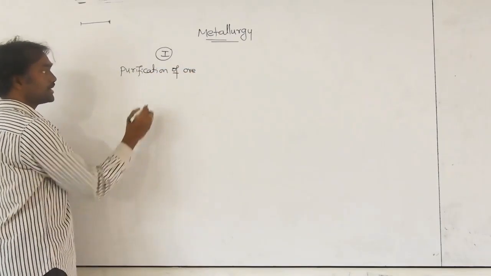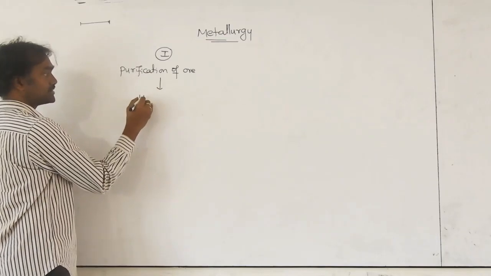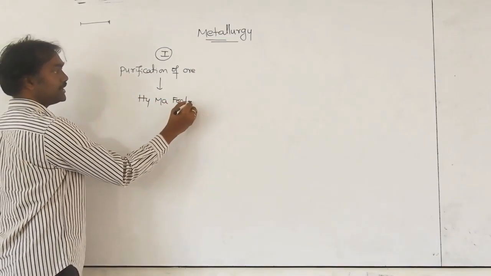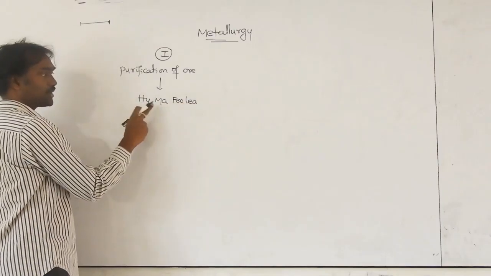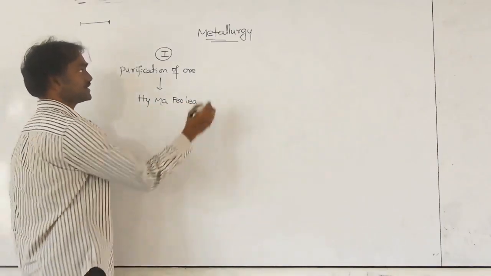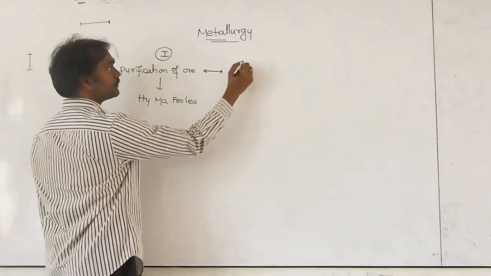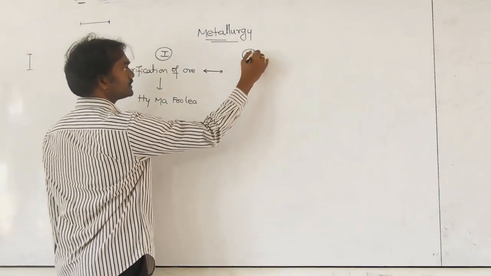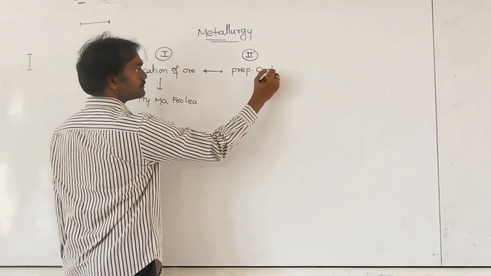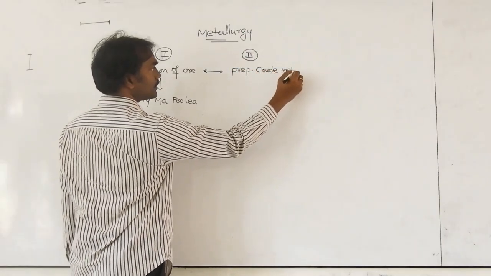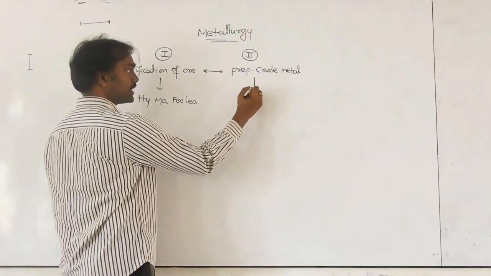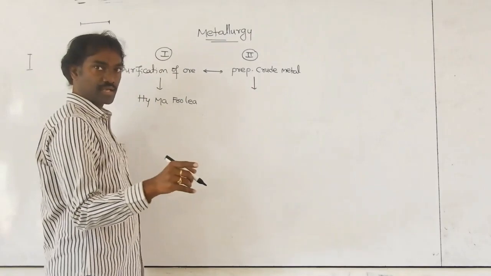So this is completed. What are the important points? Already we have seen hydraulic washing, magnetic separation, froth flotation and the leaching process. So that is already completed. Second point: preparation of crude metal, otherwise impure metal. This is also completed.